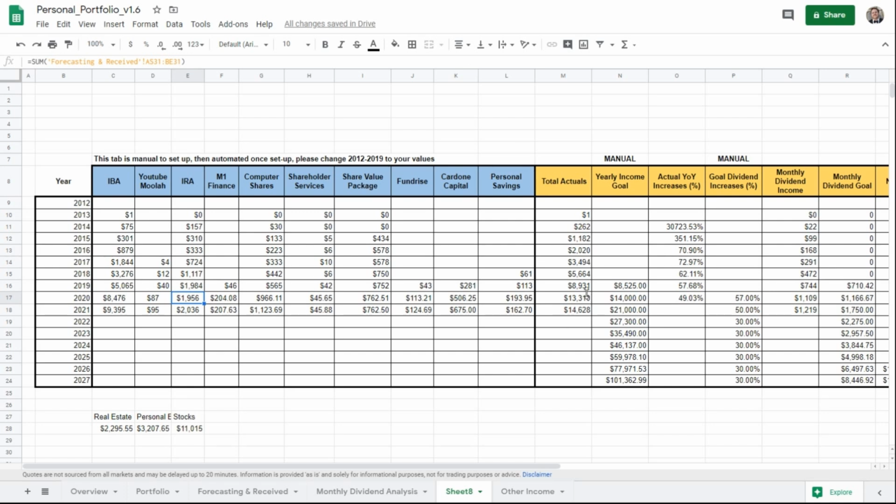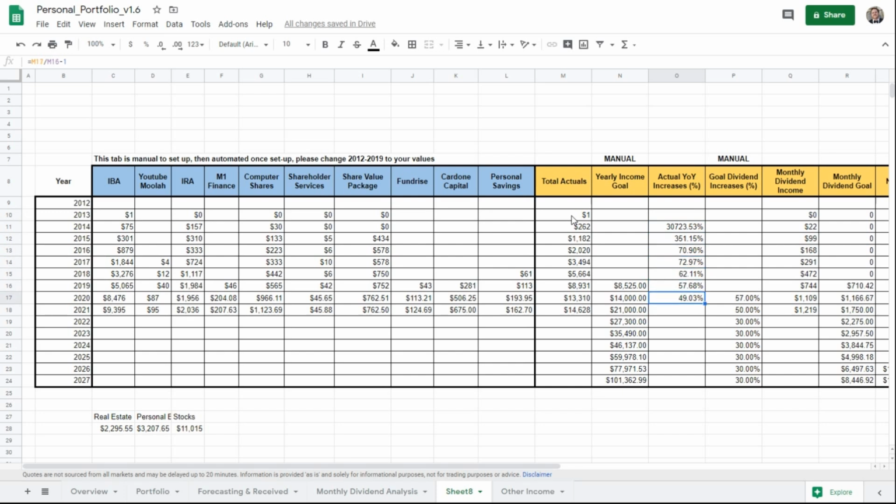But what this hopefully is doing is you could also set an income goal for the year. And what I actually have in here, all the way back to the 2012, 2013 timeframe, is the income I've gotten annually since then. You can see I started off with like $1 back in 2013, $262 back in 2014, and growth and growth and growth, right? All the way to last year, I made $8,900 in dividend income. That doesn't include YouTube or any other income I got from Shopify or my W-2 job. But what you can see here is just from dividend income, what the actual year-over-year increases are.